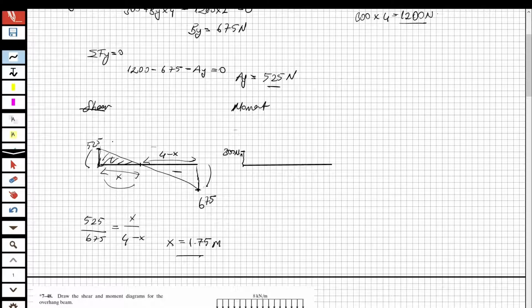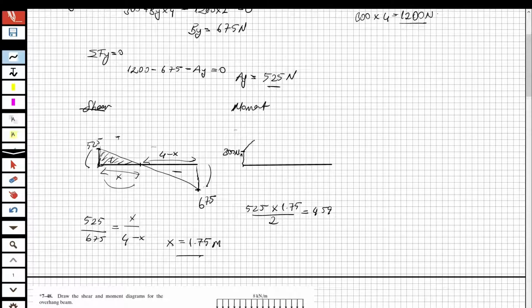Look at here, at the shear diagram, okay? At this amount of area, the first part. So what is the first part? 525 multiplied by 1.75. It's a triangle, so I'm going to divide it by 2. And the area of this shape is going to be equal to 459. Okay? So I'm going to increase by this amount of area.